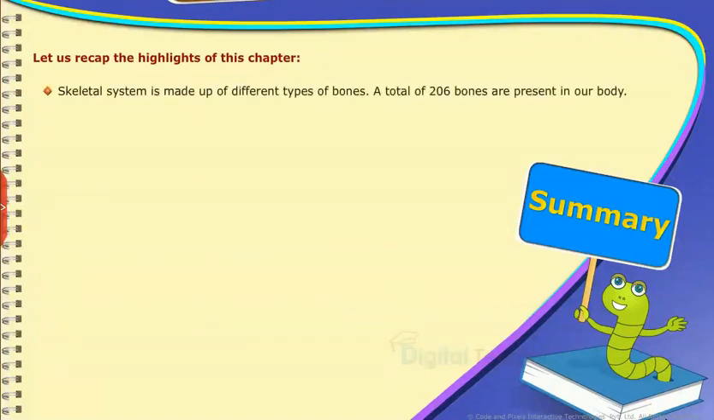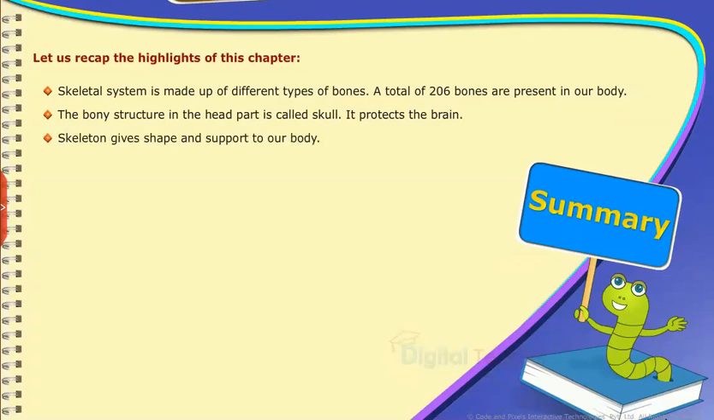Skeletal system is made up of different types of bones. A total of 206 bones are present in our body. The bony structure in the head part is called skull. It protects the brain. Skeleton gives shape and support to our body. The doctor who treats the diseases of the bones is called an orthopedician.